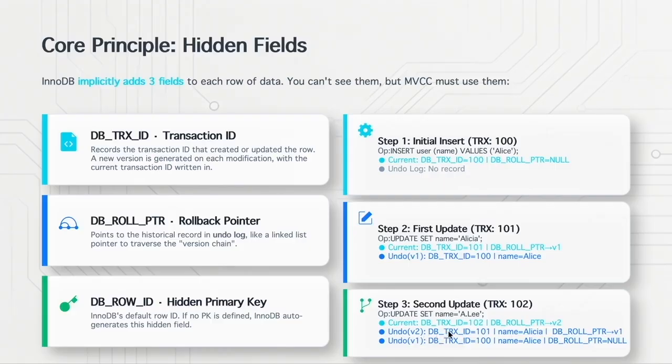This new record version 2 stores the state from the transaction 101, and crucially, its own DB row pointer points back to version 1. This example perfectly illustrates how the undo log acts as a history storage, and the DB row pointer acts as a chain link, connecting the current version to all its historical predecessors, forming the version chain that is essential for MVCC.